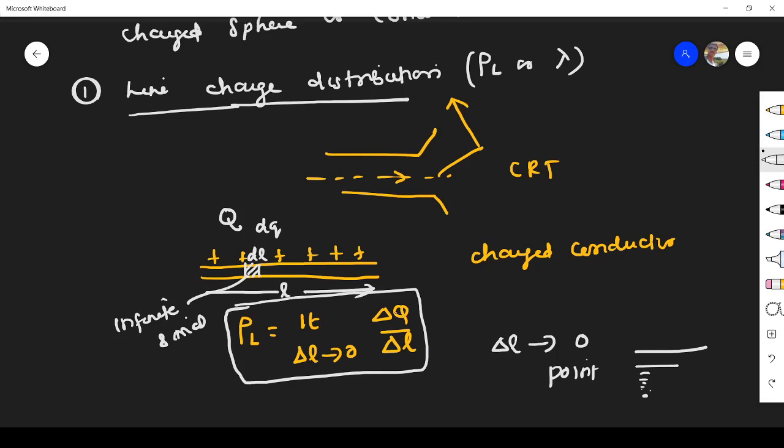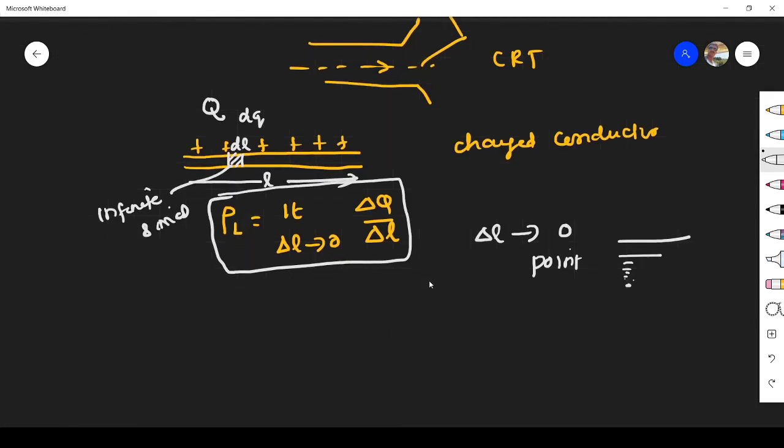Del Q means the small amount of charge present in the very smallest length. That's why we are putting del Q. Okay, that's very important. What is the unit? What is the unit of charge? Coulomb. Unit of length? Meter. So coulomb per meter. See, line charge density means what? Like population density is population present in a particular area, line charge density means charge present in a particular length.